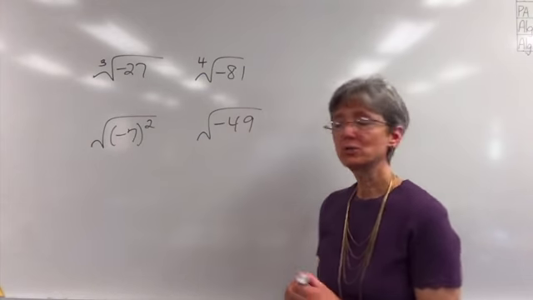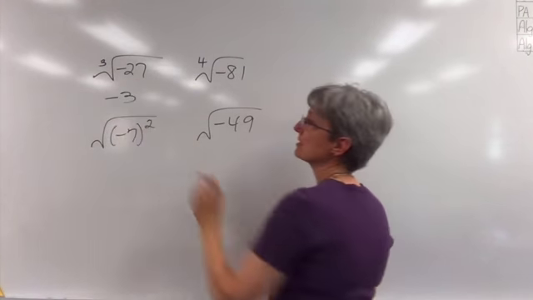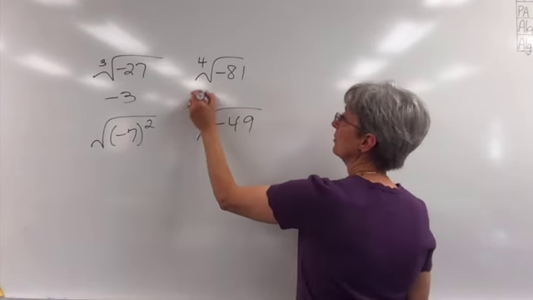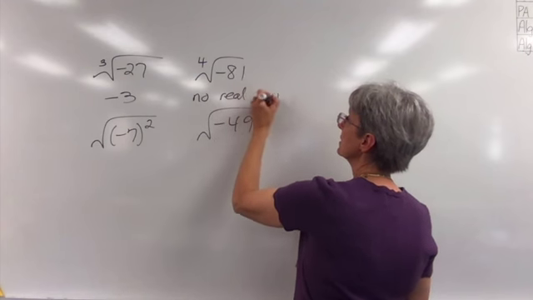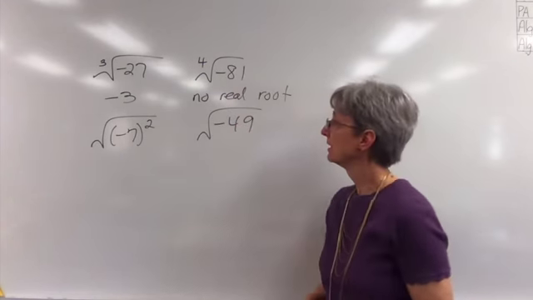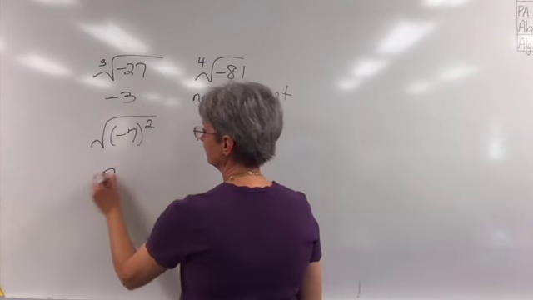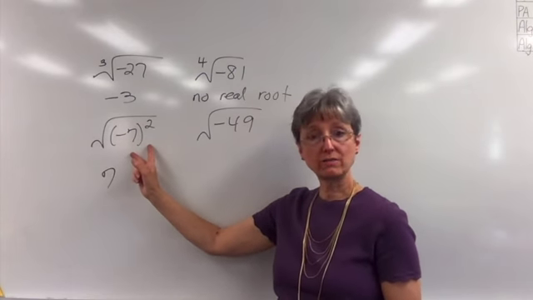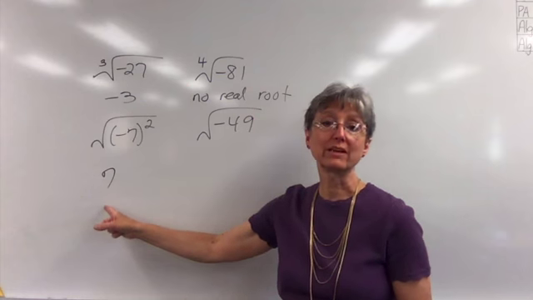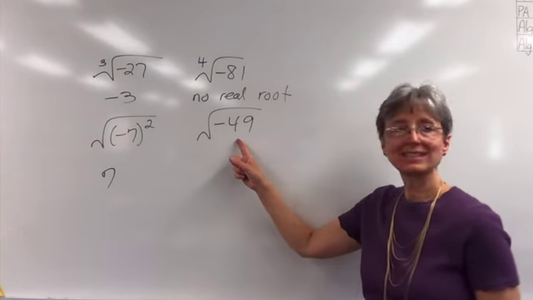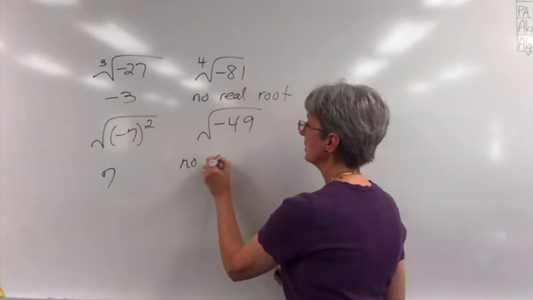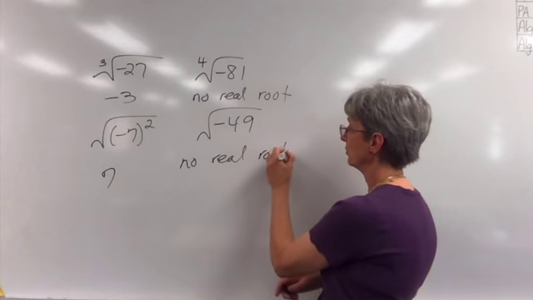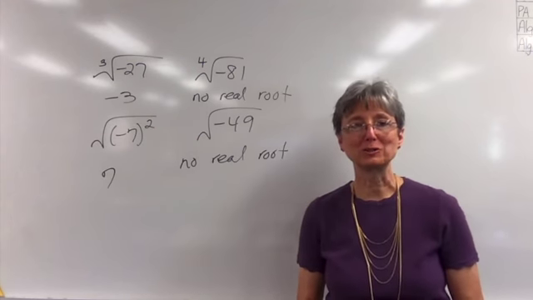Okay, the cube root of this one should have been negative 3. So this simplified is negative 3. This has no real root because it is a negative and this is even. This is 7, not negative 7, because negative 7 squared is positive 49 and the positive square root is 7. Be careful of that. And this has, again, no real root because it is negative. So that would be imaginary. So this one has no real root as well. So how did you guys do?